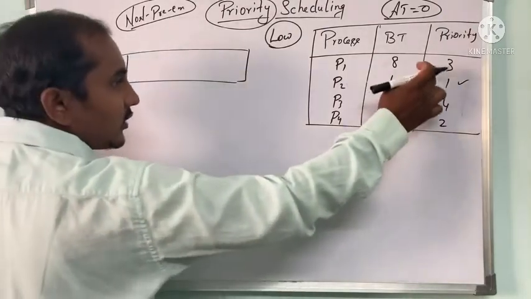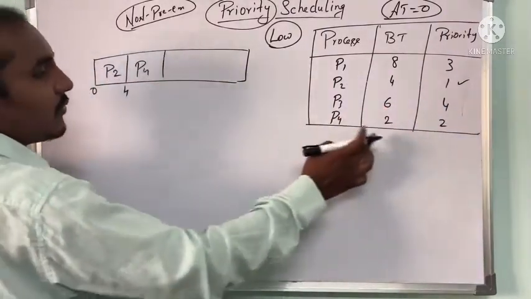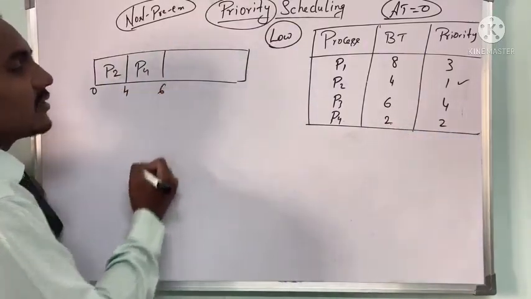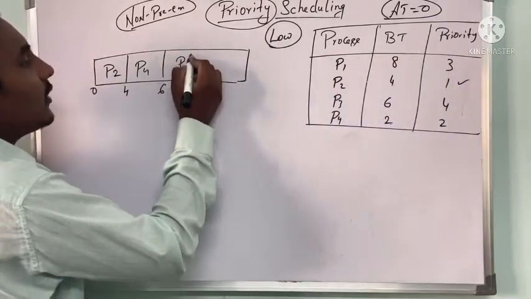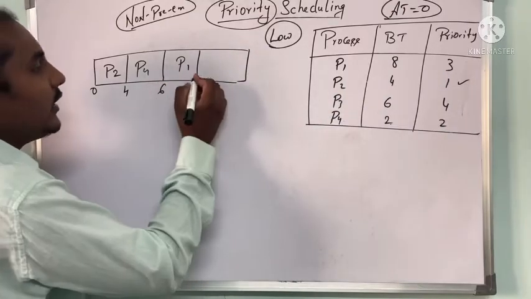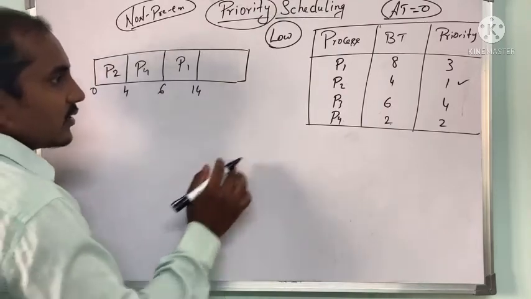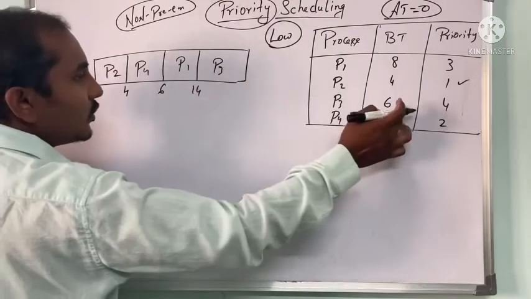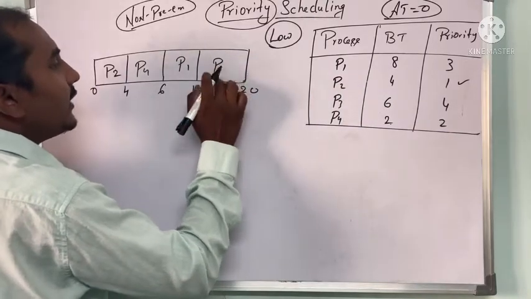Next priority is given to P4. So P4 will start. What burst time will it consume? 2. So it is nothing but 6. The next process to start is P1, which is going to consume 8 burst time. So that is 6 plus 8, which is 14. It is going to end at 14 milliseconds. And at last we are going to have P3, which has a burst time of 6, so it is going to end at 20.